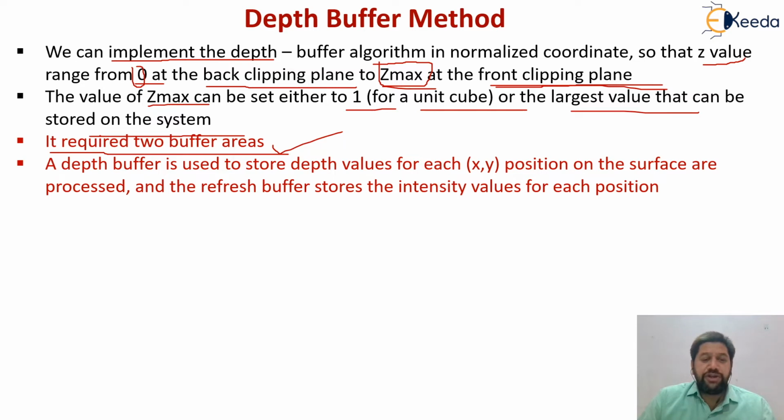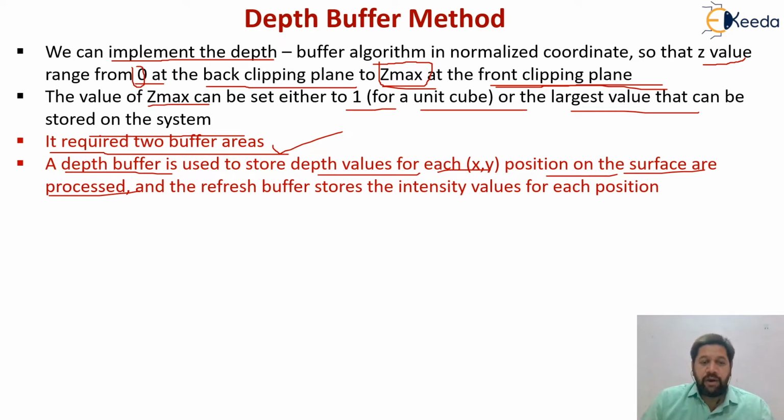Now, which are these two buffers? The first buffer, the Z buffer or the depth buffer, is used to store the depth value for each XY position on the surface we process. Okay, so the depth buffer is required to store the value of each X and Y position on the surface I am going to process, and I always store the Z maximum value.